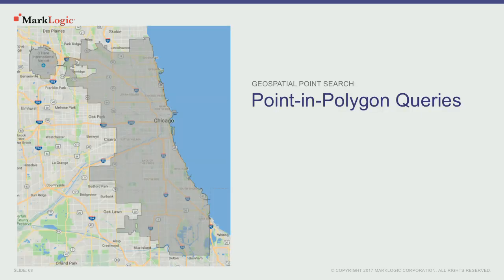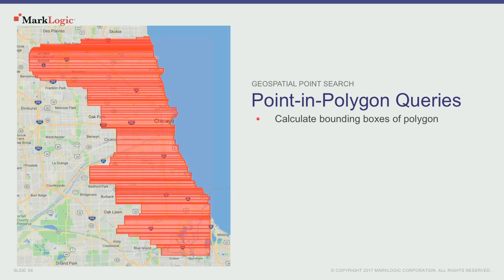Now, of course, most interesting regions on the Earth are not boxes, but instead can be represented as polygons. So here, for example, we have the city of Chicago. So how do point and polygon queries work? Well, the first step is that we actually approximate the polygon by using boxes. So this is what that would look like. So here we've approximated the city of Chicago by using only boxes. You can see the boxes that we use by calling this geoBoundingBoxes function.